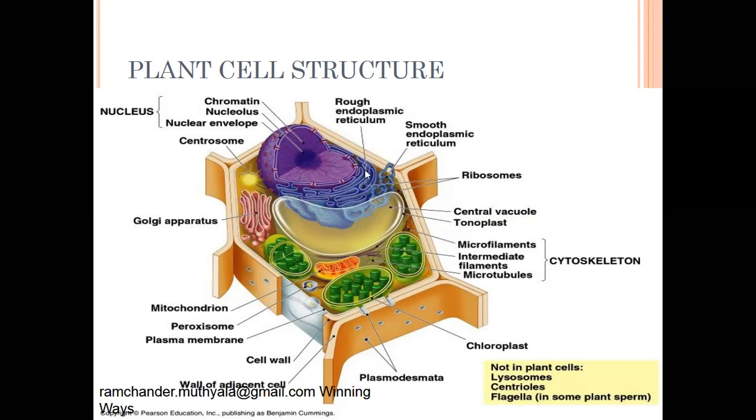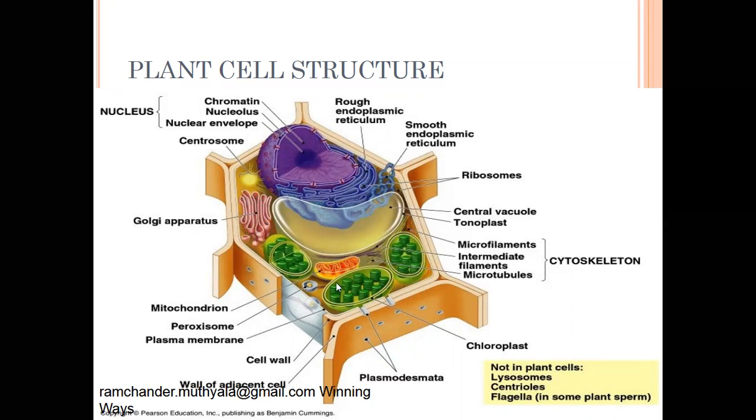Outside of the rough endoplasmic reticulum, smooth endoplasmic reticulums are present. They are far from the nucleus. They help in lipid metabolism. In the cytoplasm, sac-like or vesicle-like structures called Golgi apparatus are present. The Golgi apparatus also helps in lipid metabolism.